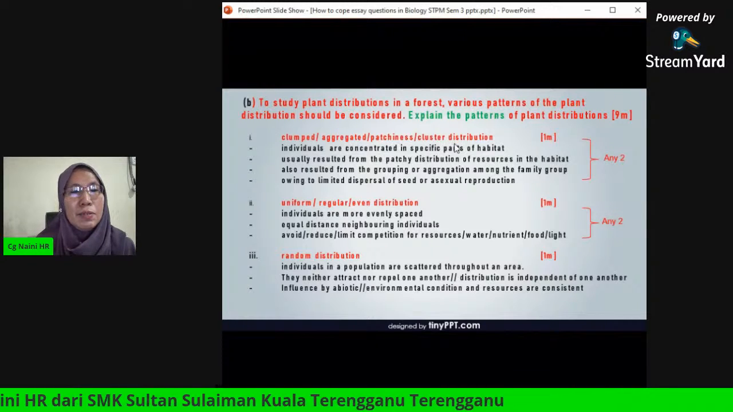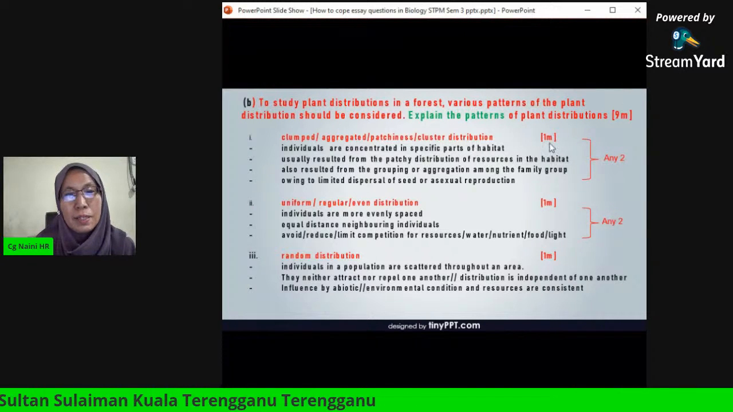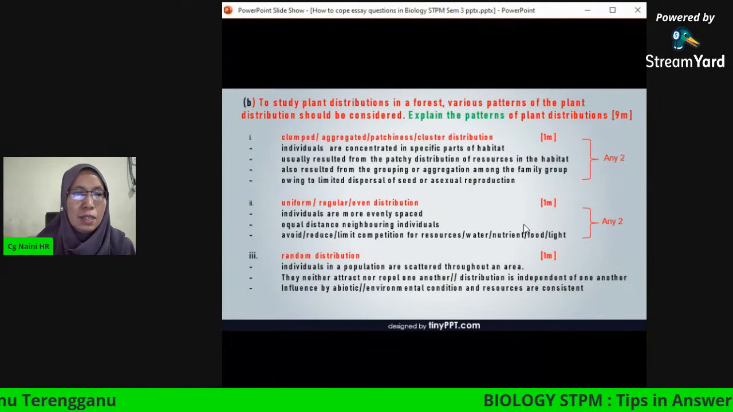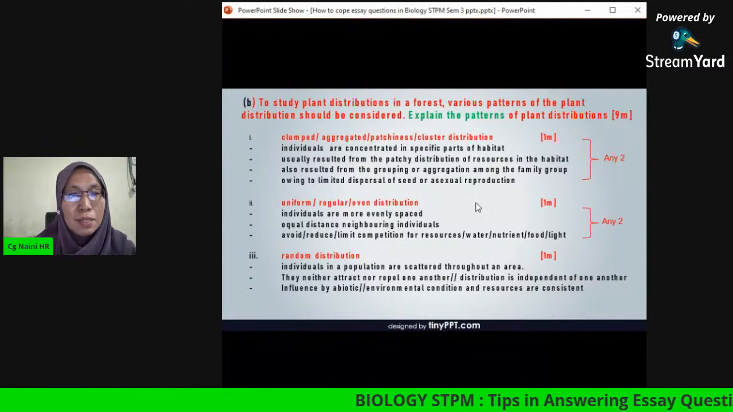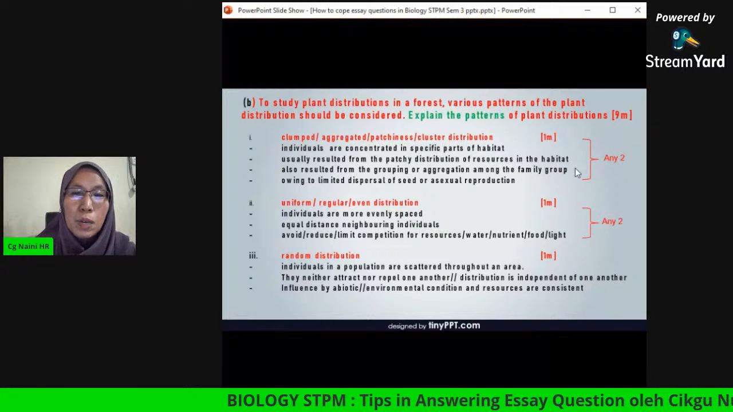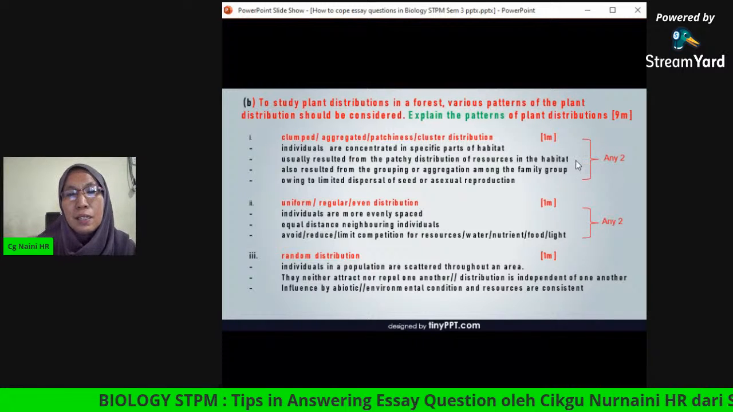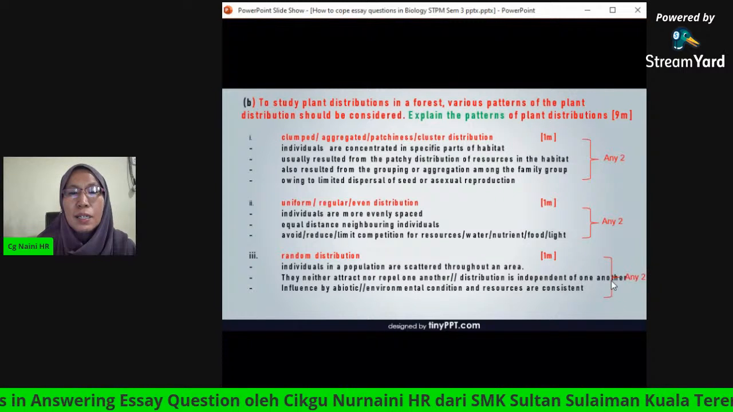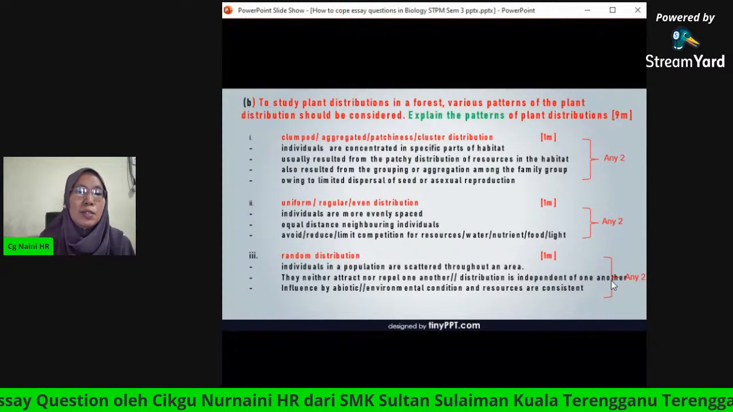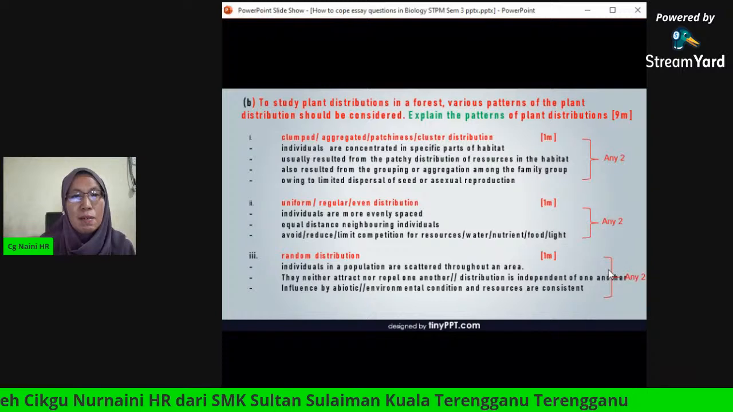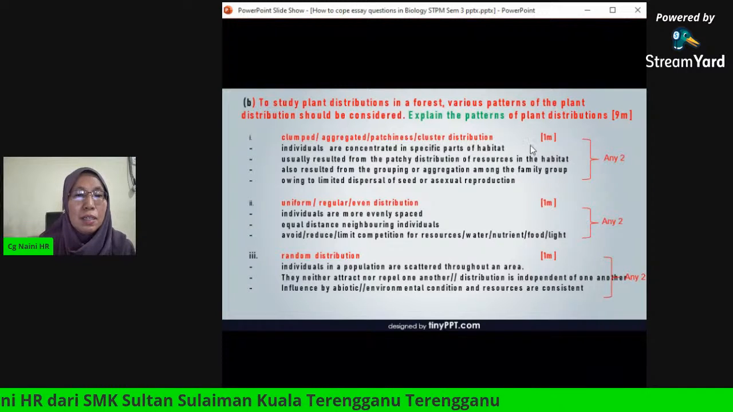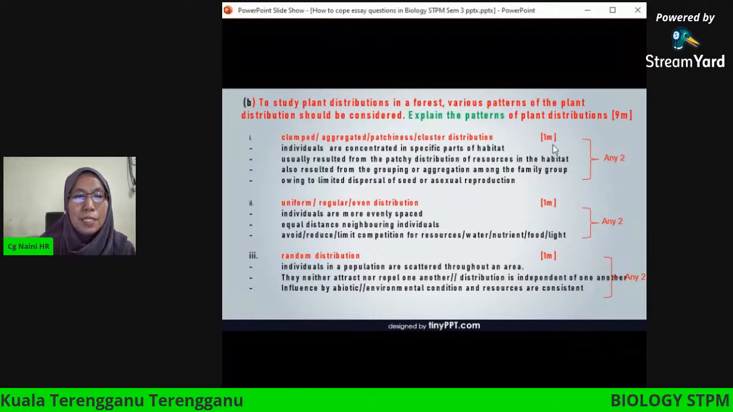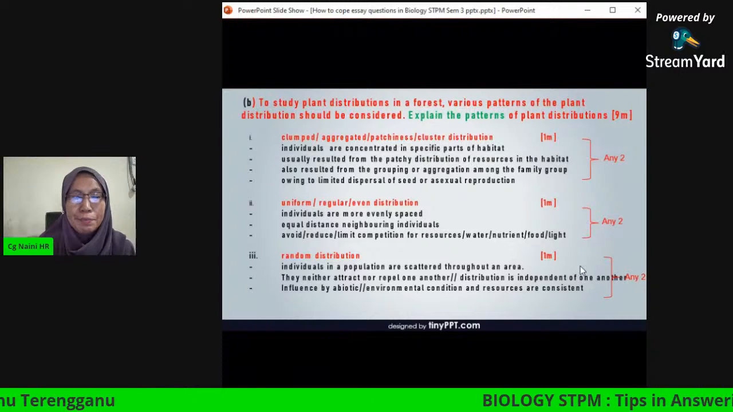You give the pattern, you get marks, and explain, you get another marks. There are only 3 patterns, so that means 3 plus 3 explanations, 6 marks in total, so you get the marks. And remember, the pattern and explanation must be in pair.